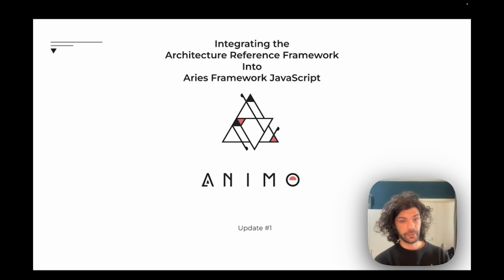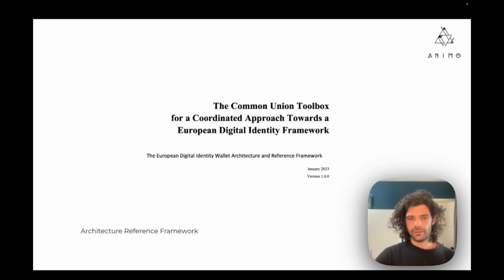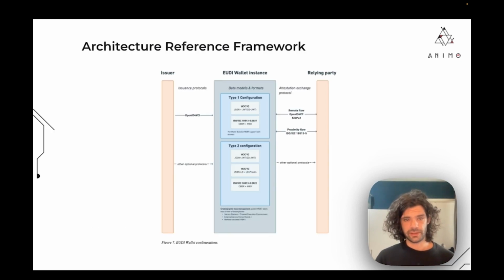Over the last few weeks in Aries framework JavaScript, and more particularly, work regarding the architecture reference framework. For those who don't know, the architecture reference framework is a document that was first published at the start of this year by the European Commission, and in this document, various aspects of the soon-to-be European digital identity ecosystem are described, and more particularly, the requirements. This document goes into the requirements around the European digital identity wallet. And one of the things that is mentioned there are the technical standards that European identity wallets are required to follow.